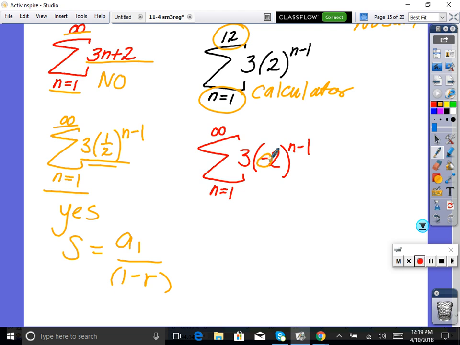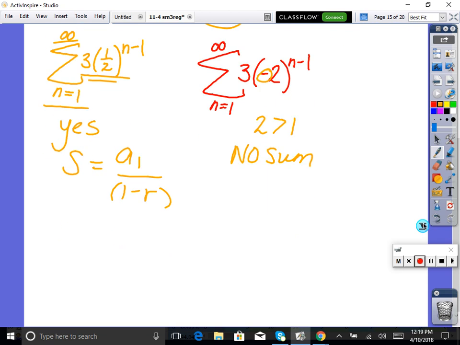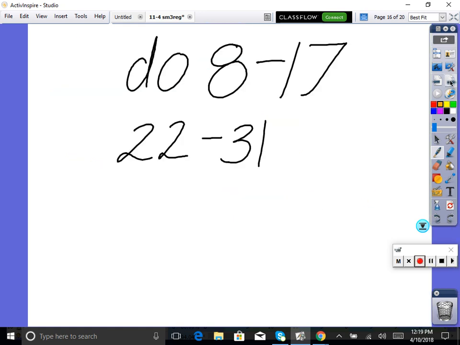They say negative 2 is less than 1. You don't look at the negative. So you just look at 2. 2 is greater than 1. No sum. Now think about why that works. If you start with 3 and times by negative 2, won't it be negative 6? Times by negative 2 again, that would be 12. Do you see how it's still getting larger? Right, that's why we don't look at it.